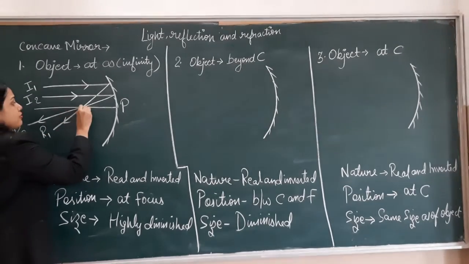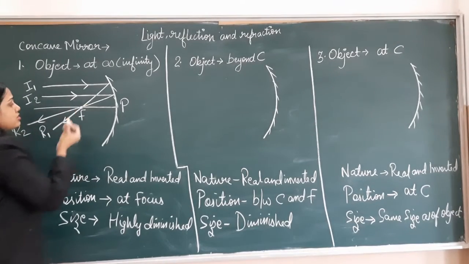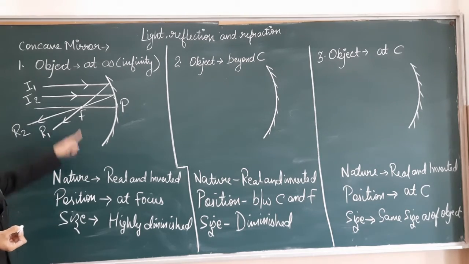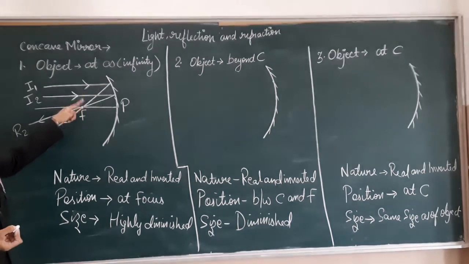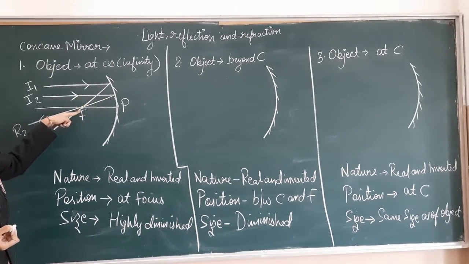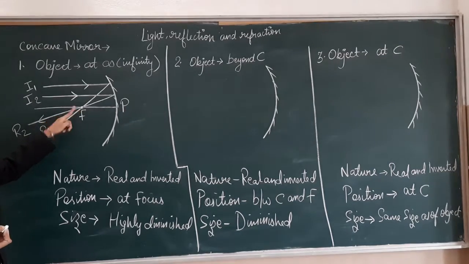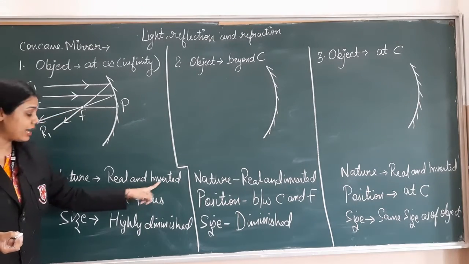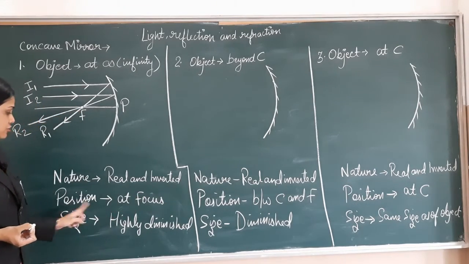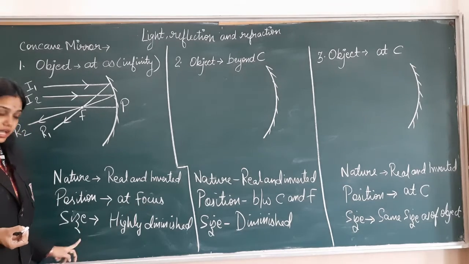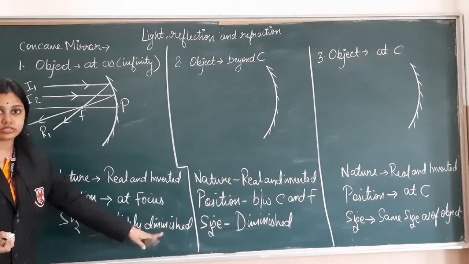Image size, if you see, is very small, so we'll say highly diminished. And look, this is an actual intersection. The rays are converging, so the nature of the image is real and inverted. Position is at the focus and size is highly diminished.